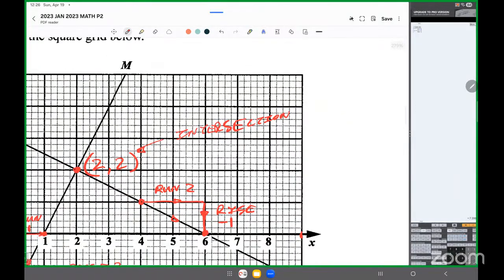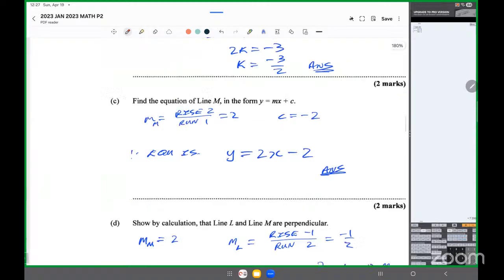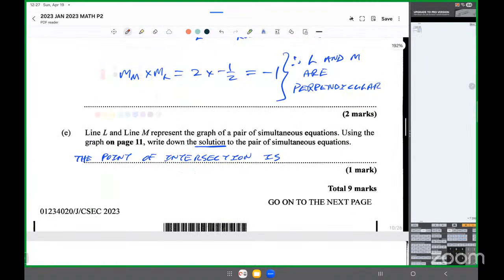That's the question. So the intersection represents the solution for the simultaneous equation. That's 2, 2. So they intersect at the point 2, 2. That's the answer. Done. Very good. And if you get it wrong, go and do it again. The solution for a pair of simultaneous equations is the point of intersection.